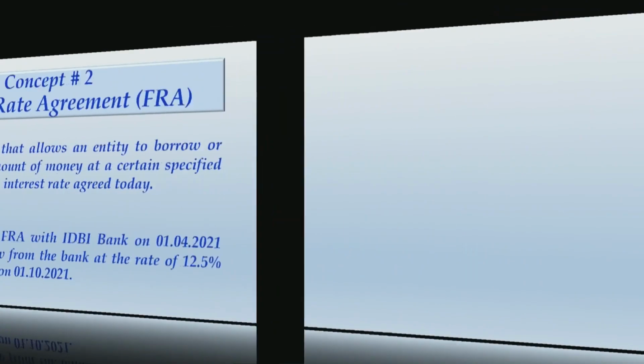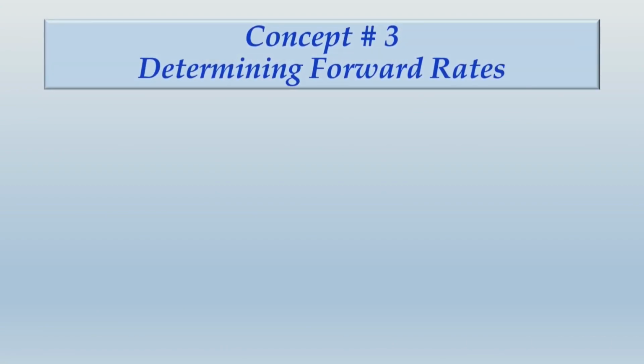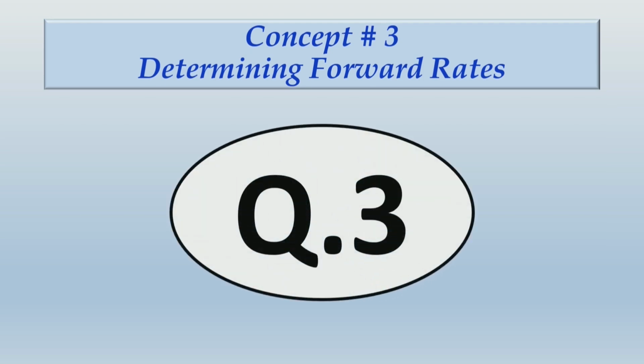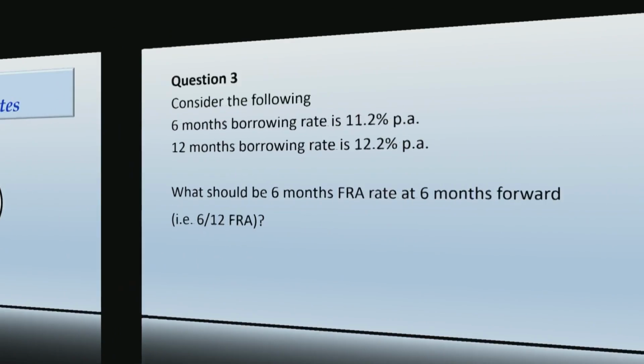Anyway, let us move ahead and now talk about concept number 3, determining forward rates. So as I told you, after understanding the meaning of what is an FRA, that is, what is a forward rate agreement, you should then learn how to determine forward rates. So determining forward rates is our next very important task. Now instead of just talking like that, we will prefer taking an example which is given in question number 3. Let us first read this question.